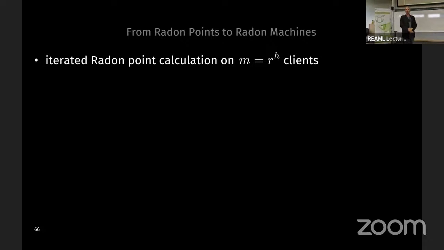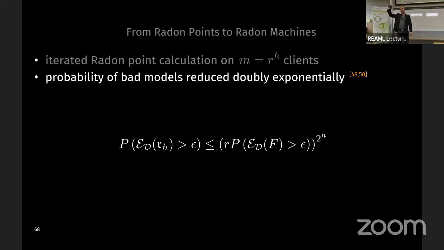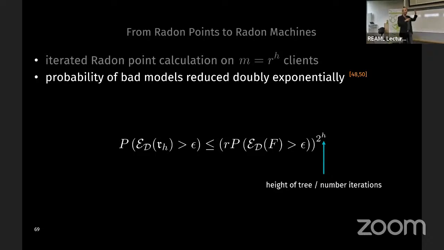And for that one, you can then easily show by applying the previous equation that it reduces the probability of a model being bad doubly exponentially in the number of iterations that you run, or the height of that tree. So what that means in practice is, if you have an algorithm that gives you a learning theoretic guarantee, the Radon machine tells you how good it will be if you apply it in parallel with that Radon machine. And you can then easily compute these guarantees.